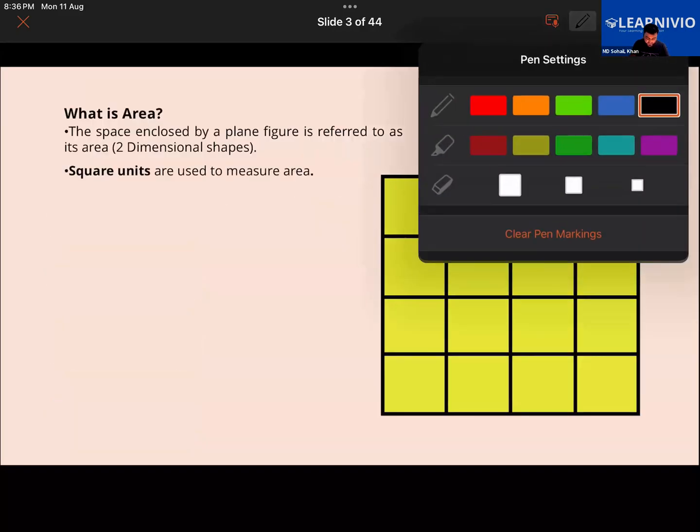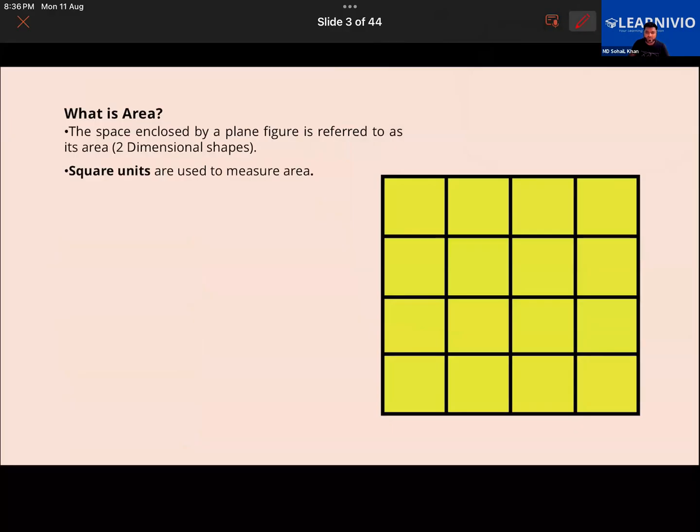First of all, if you were to talk about area, look at the given figure here. How many squares are there in total in this? 16. That is 16, right? And that's 16. Good. So there are a total of 16 squares over here.